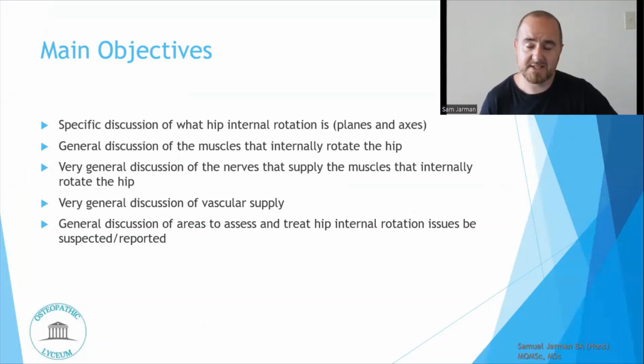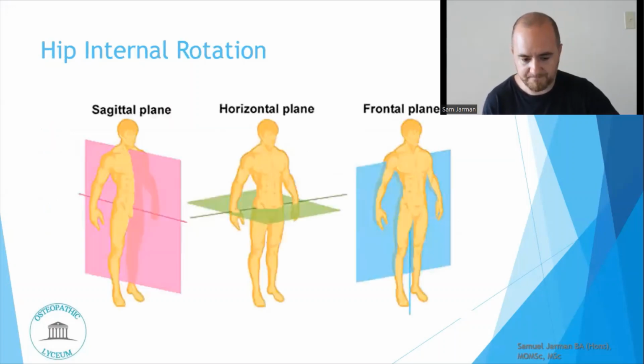to planes and axes, have a general discussion of the muscles that generate the motion as well as the neurovascular bundle, and then a general discussion of the areas to assess and treat should hip internal rotation issues be suspected by the patient, or suspected by the practitioner rather, or reported by the patient.